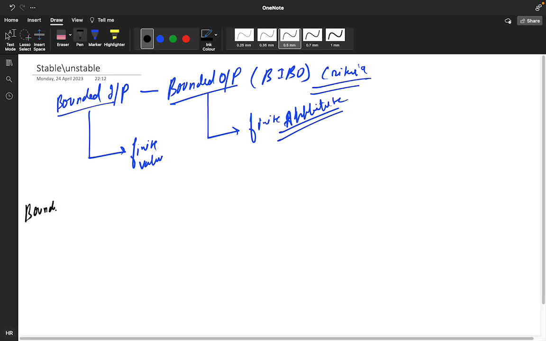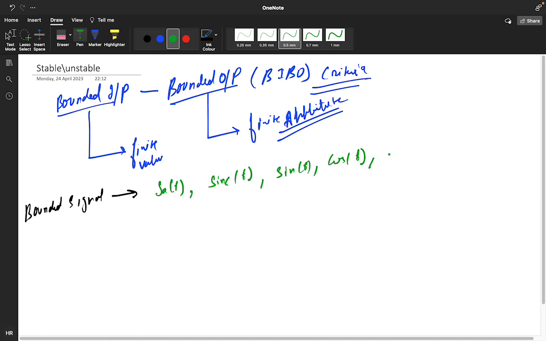Some examples of a bounded signal are like this: sampling function of t, sinc function, sin t, cos t, DC value, u of t, signum of t, e power minus t u of t, etc.